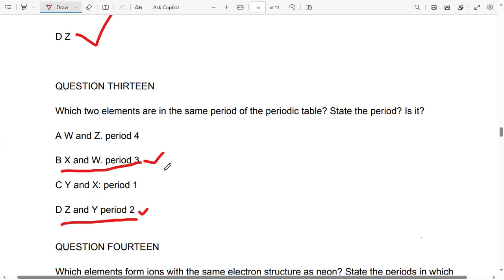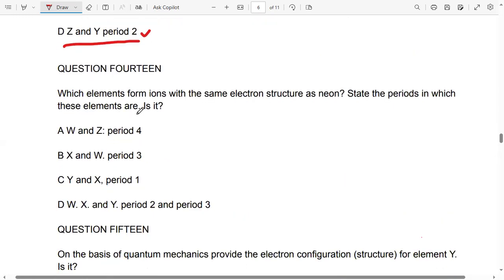Okay, so you can pick either here. I don't know why they put two answers there. Then let's go to number 14. They're saying which elements form ions with the same electronic structure as neon.